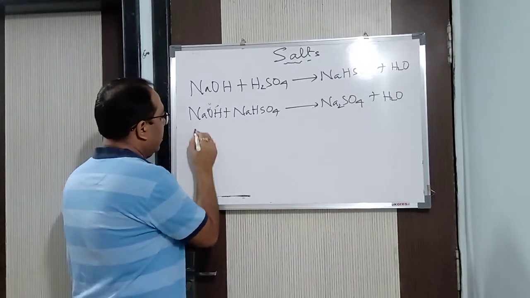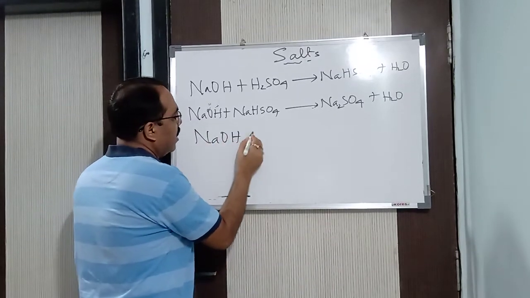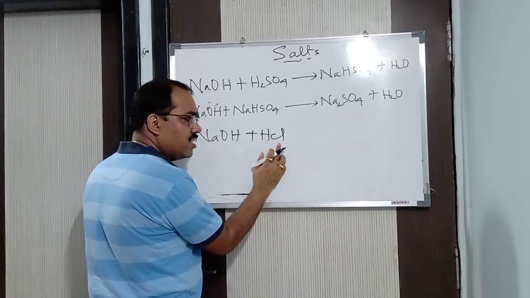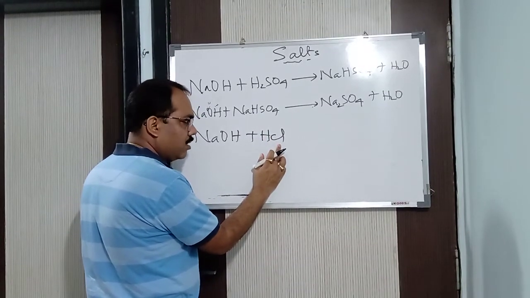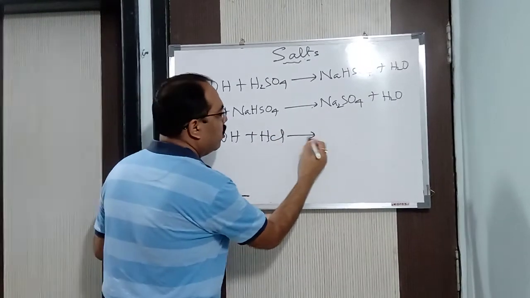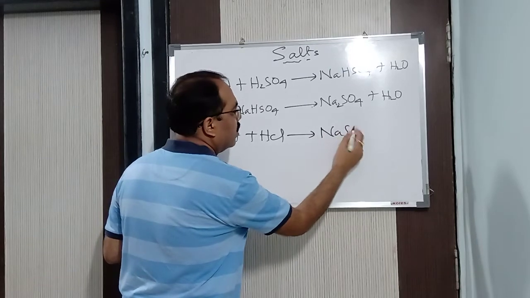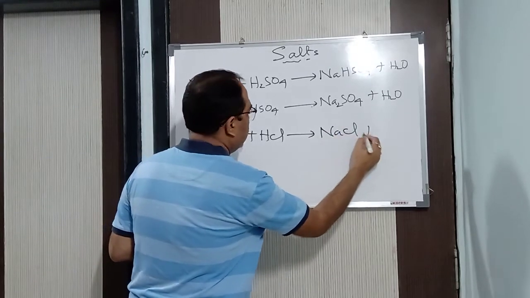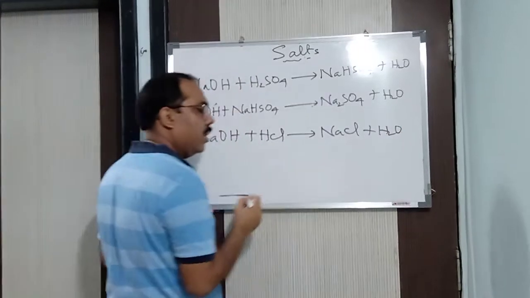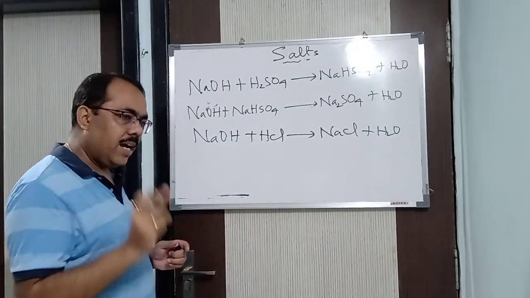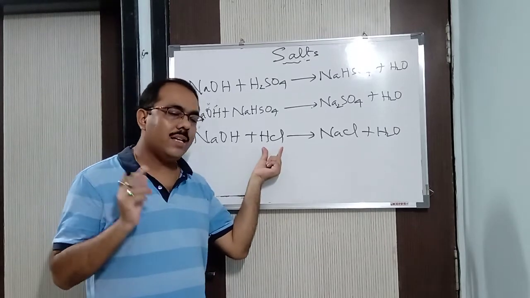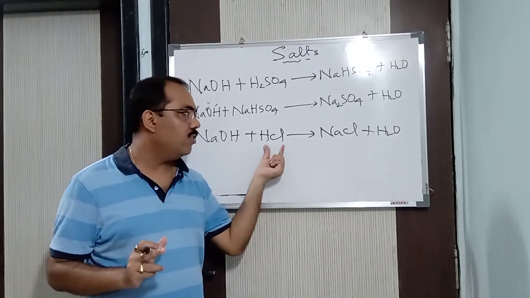For example, see here NaOH plus HCl. HCl is a monobasic acid. Instead of HCl I can take HNO3, monobasic acid. Instead of HNO3 I can take CH3COOH, monobasic acid. It will always give you a normal salt. It forms NaCl plus water. So remember that a monobasic acid like HCl, HNO3, or acetic acid will always give you a normal salt.